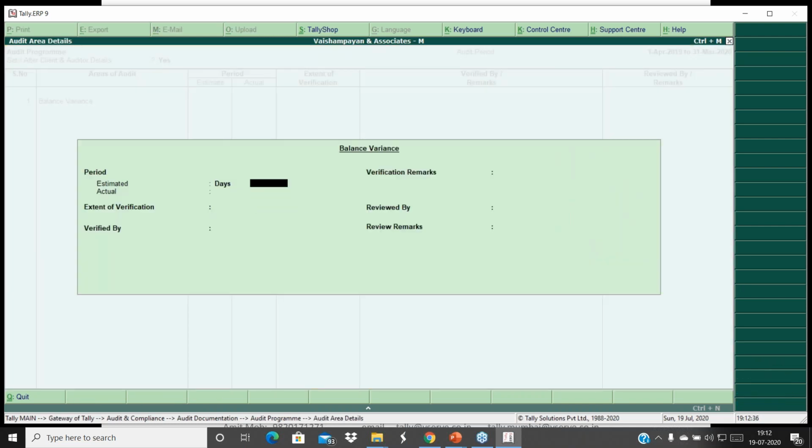say, we can say days, 2 days. Here you can mention the actual number of days, so you can mention here as 2 days only. Extent of verification, I would say 20%.